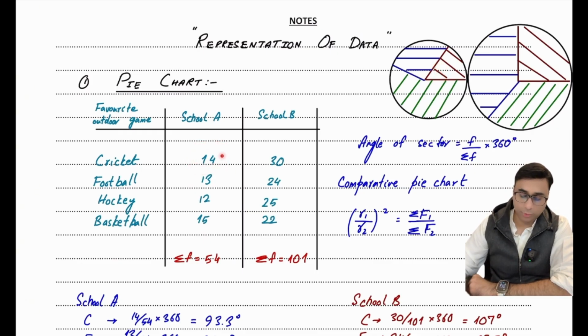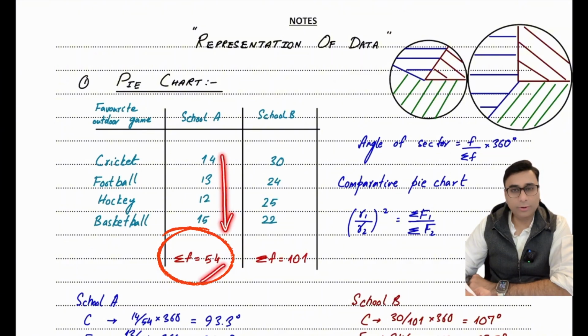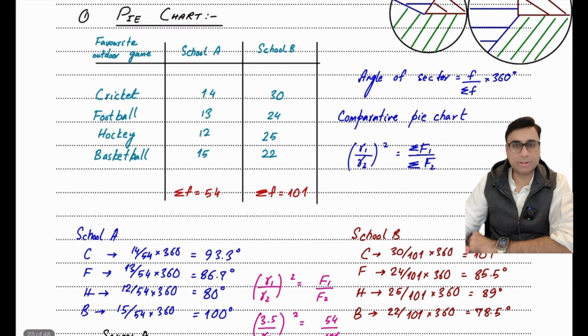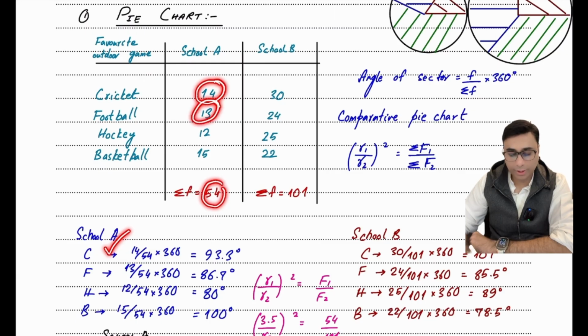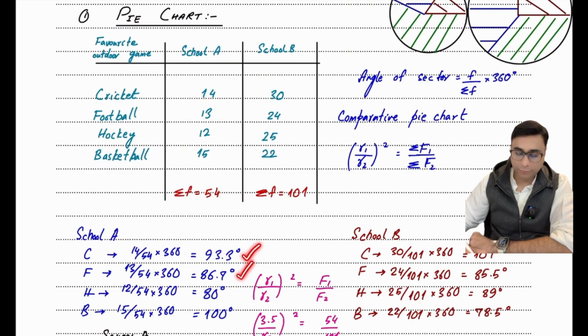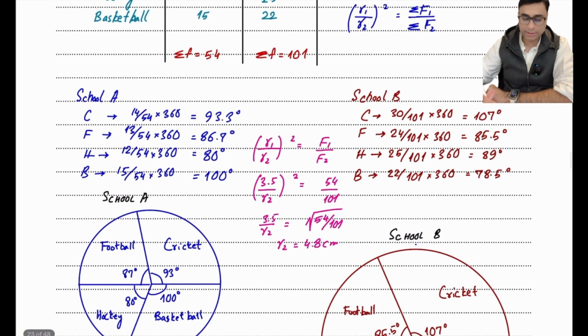So if I want to represent this particular data, the first thing I'm going to do is find out the total cumulative frequency. This is coming out to be 54 here. After finding the total cumulative frequency, I will find the angle of each sector, which will be 14 upon 54 into 360 for cricket, and then 13 upon 54 into 360 for football, and so on and so forth. That gets me the angle for each category, and once I have the angle for each category, I can start making a circular diagram.